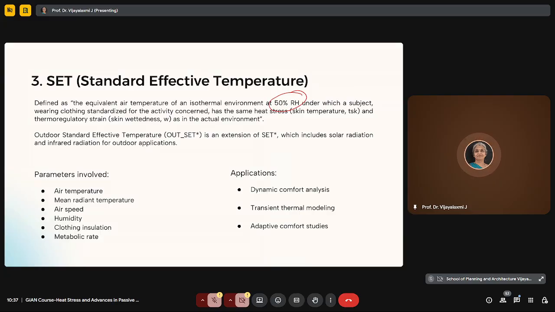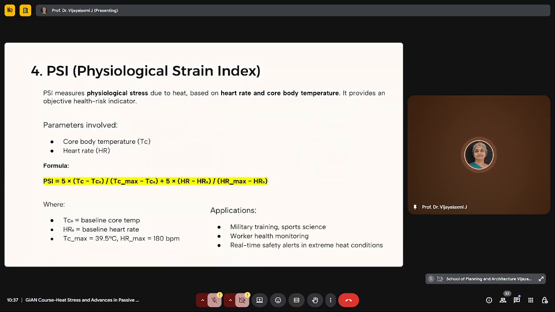Now, outdoor standard effective temperature is an extension of this, which includes solar radiation and infrared radiation for outdoor applications. And the factors that they consider are air temperature, mean radiant temperature, air speed, humidity, clothing insulation, and metabolic rate. And this is applied for dynamic comfort analysis, transient thermal modeling, and adaptive comfort studies. So be careful about what you want to study, and based on that follow the system.